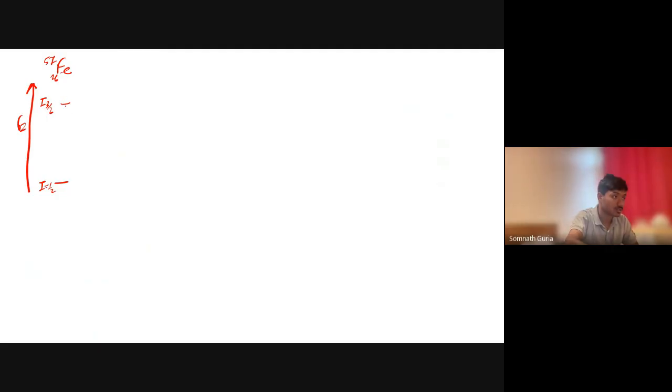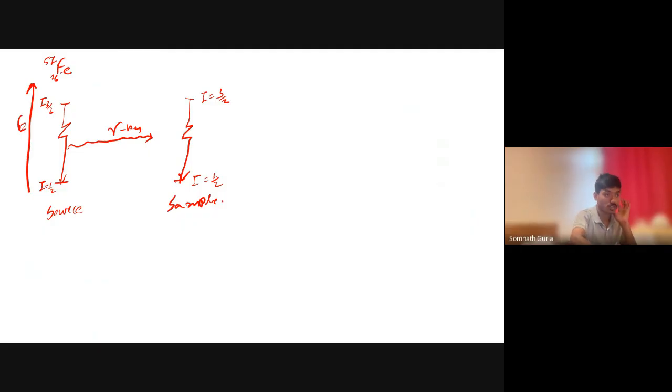We need the gamma ray. This will be my source, and this one will be my sample, going from I equals half to I equals 3 by 2 in the sample.